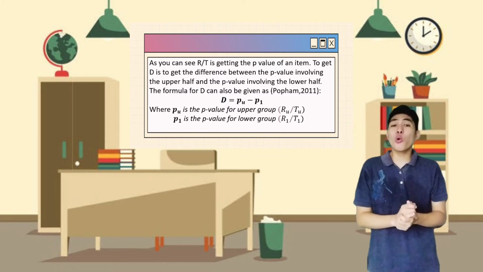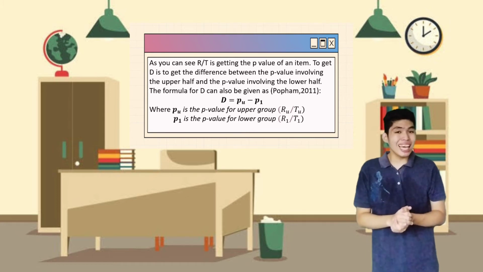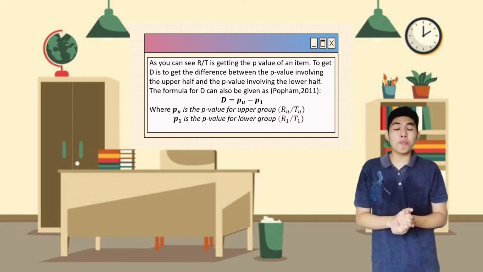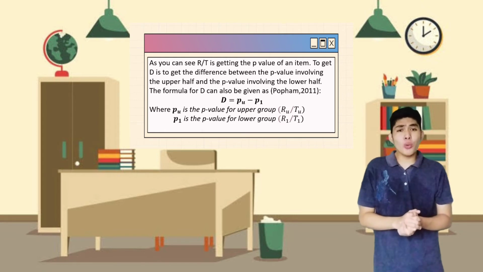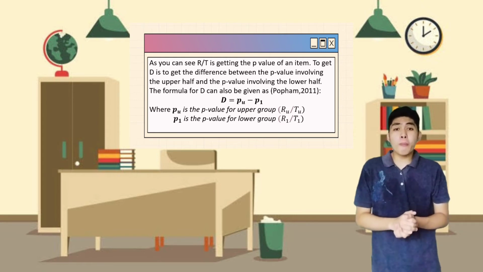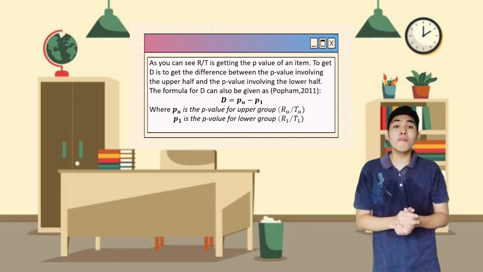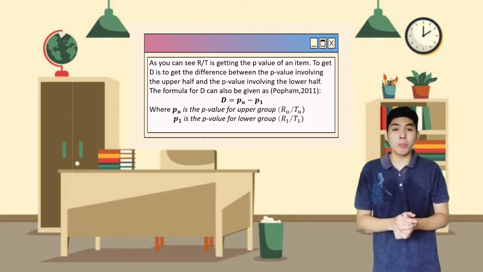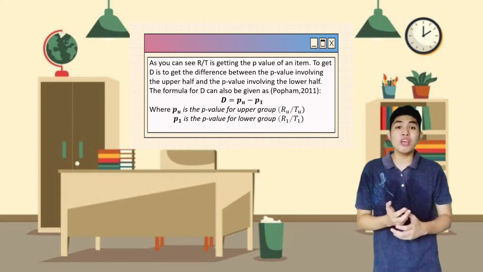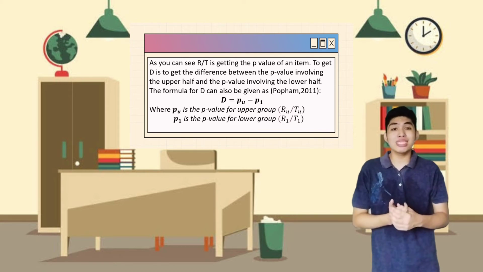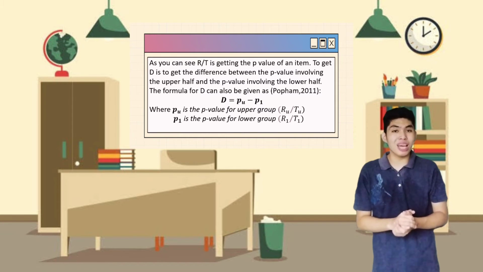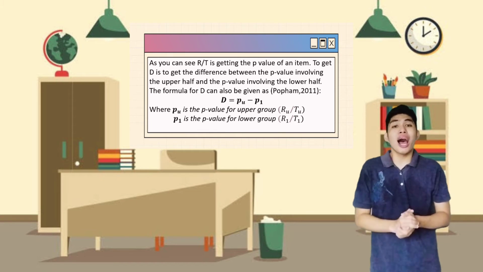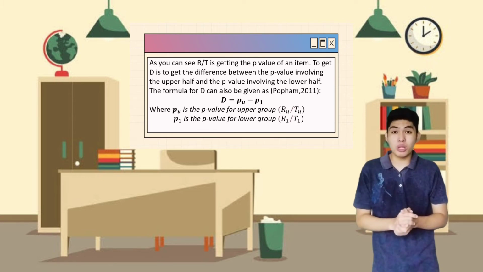To get D is to get the difference between the p-value involving the upper half and the p-value involving the lower half. According to Popham 2011, the formula for discrimination index, or D, can also be given as D is equal to PU minus PL, where PU is the p-value for the upper group, where p-value is equal to RU, or the number of the upper group getting the item correct, divided by TU, or the number of the upper group, and also minus PL, which is the p-value for the lower group, where p-value is equal to RL, or the number of the lower group getting the item correct, divided by TL, or the number of the lower group. Are the three formulas understandable, class?